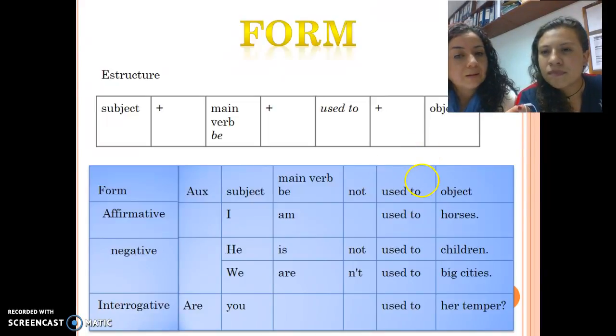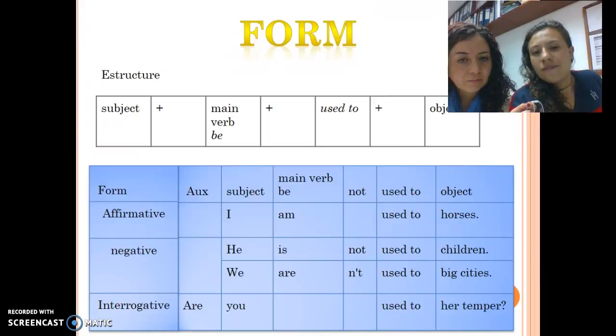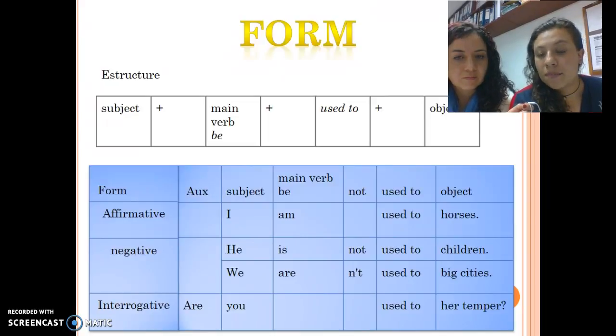Okay. Yeah. What about the negative sentences? How could we form them? Okay, you have to put the subject and the main verb be, that in this case is am, is or are, depending on the subject, and the negative part that is not or isn't or are not or aren't.